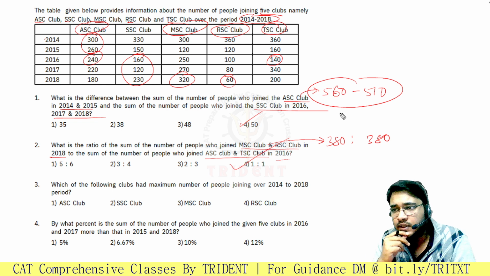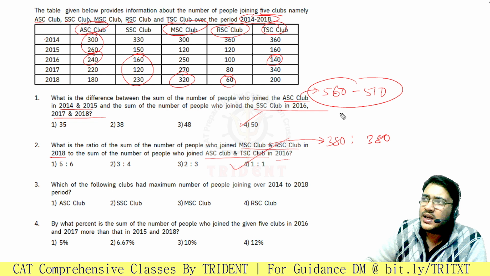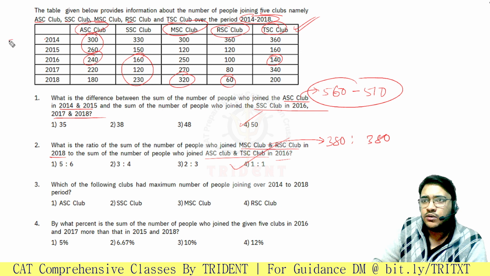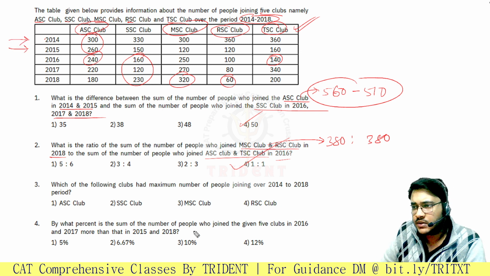Let's see, which of the following clubs had the maximum number of people joining over 14 and 18? For this, I need the data column wise. So I need column wise all the summations, or at least for these four clubs, ASC, SSC, MSC and RSC. And you would realize that why would you leave the TSC club? When you're adding, you should add that also. Okay, and when you're adding it, is it not a good idea to add them row wise also? Because I guess the next question itself will be asking you something on that.